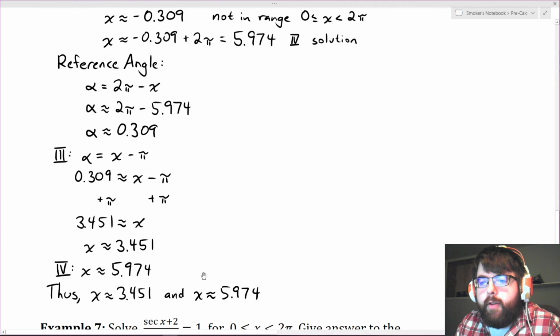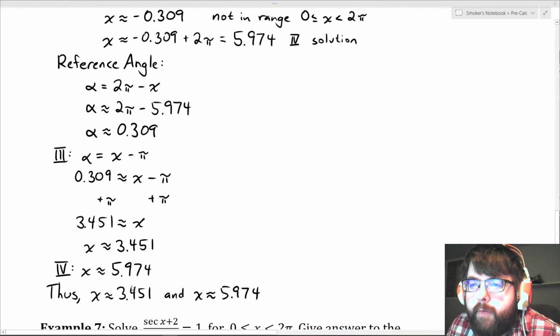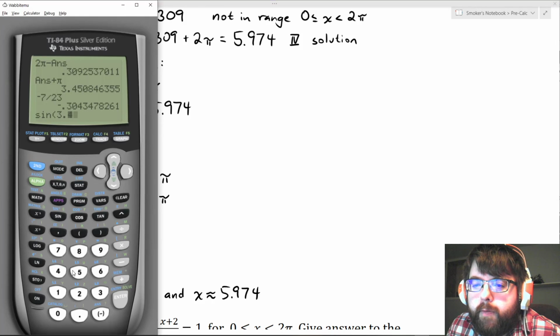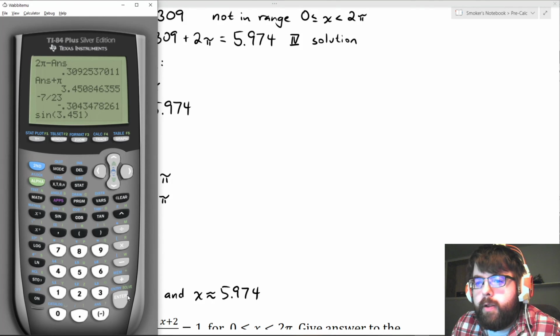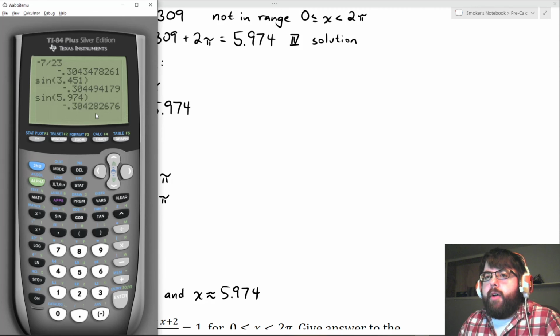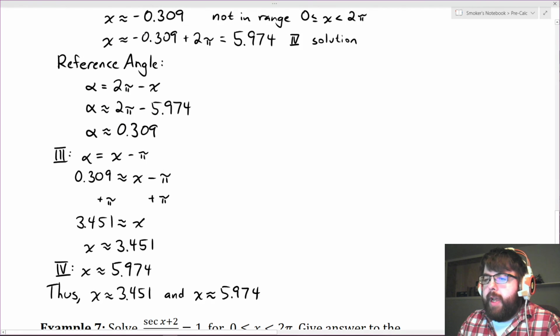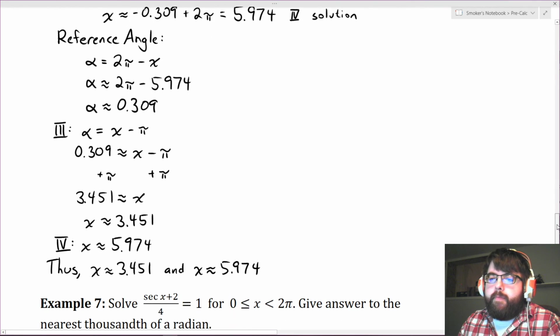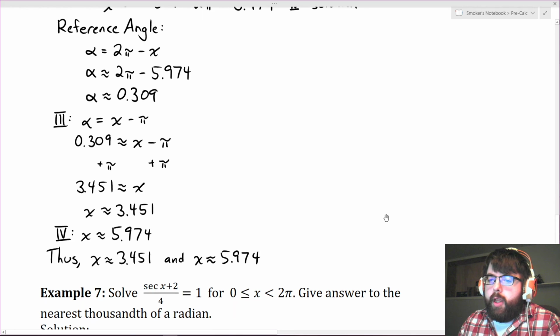Sine of 3.451, and yes, that's pretty close. Negative 0.3. Good. And then sine of 5.974. And again, very close to what I was looking for. Good. Just confirming my answers. Okay. I have one more example.